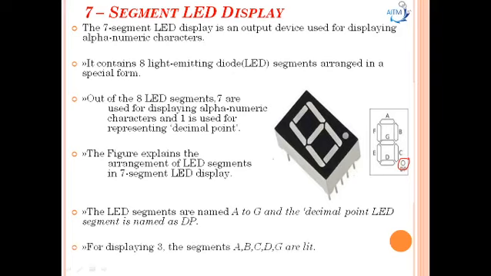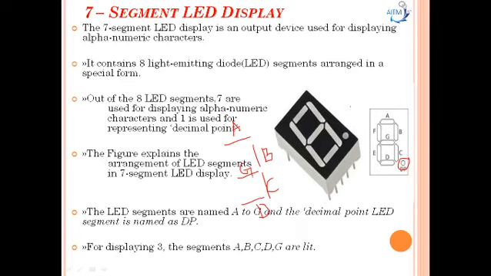If I want to display 3 on the 7-segment display, then the segments A, B, then C, then D and G should be lit, should be turned on here.